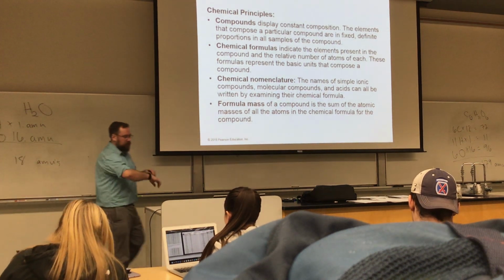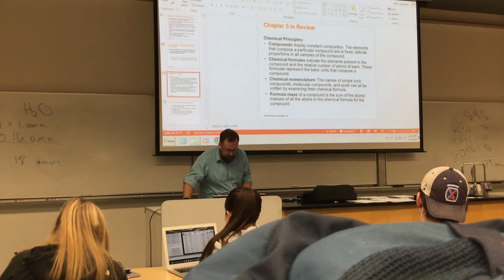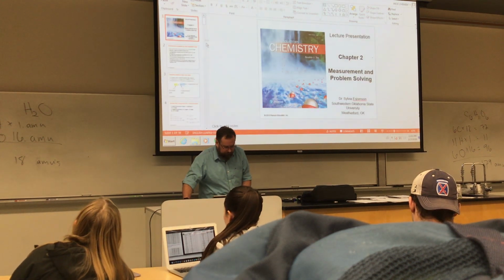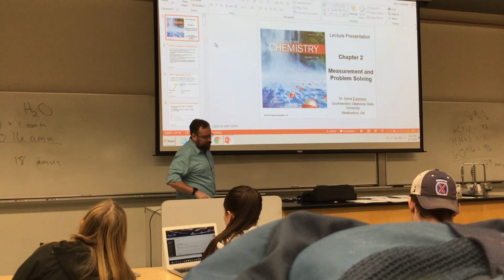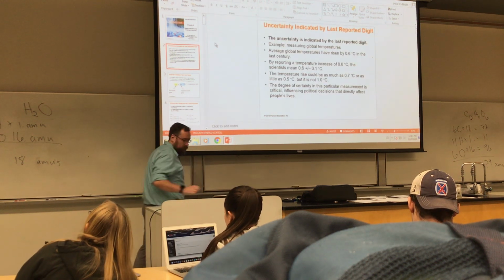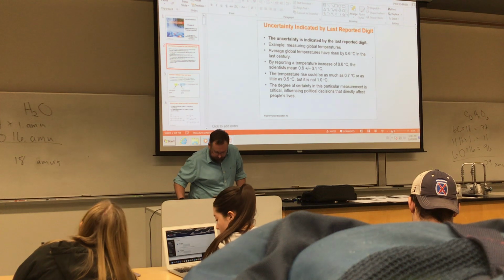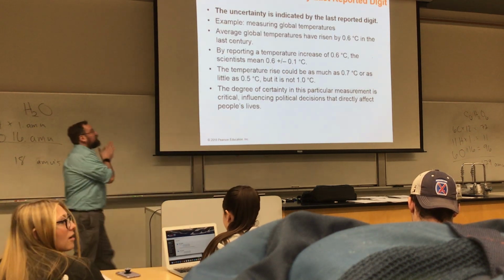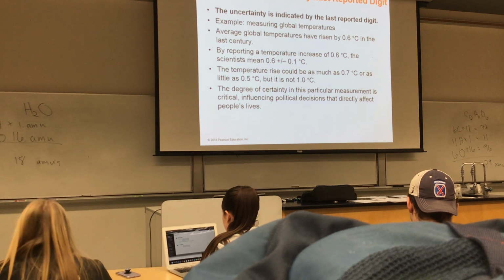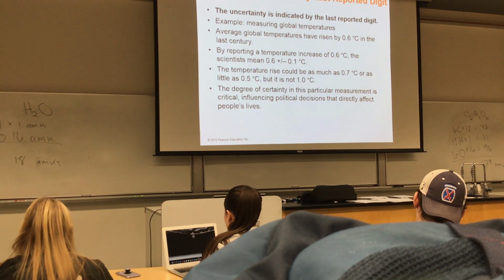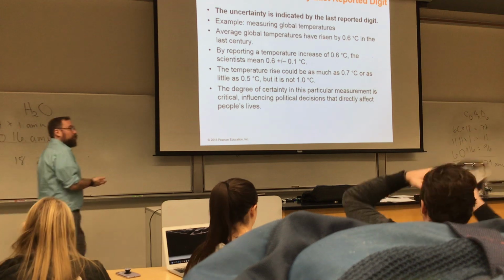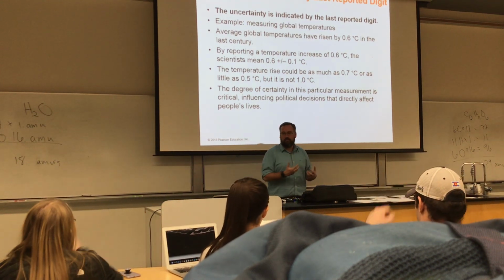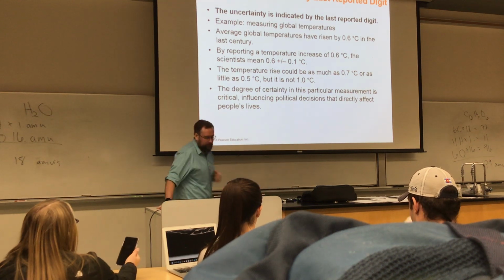Okay, well, then we're going to hop into chapter 6, measurements and problem solving. How do we talk about numbers? Because in a lot of chemistry, we want to report results and data and numbers. How do we know how much to trust the numbers we're reporting?